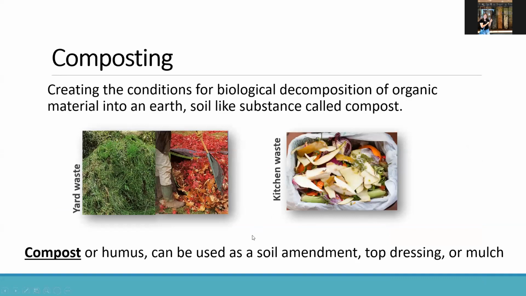So let's just take a second and talk about composting. If you don't want to buy compost, you can make it for free with yard and kitchen waste. Composting is essentially creating the conditions for decomposition of organic material. So kind of allowing that process to happen naturally, but also speeding it up a little bit. And so compost or humus can be used as a soil amendment. So if you are having issues with compaction, maybe you have a really clay soil, you have a lot of pooling, compost will help with that. But it can also, like I said, serve as this top dressing or even a mulch.